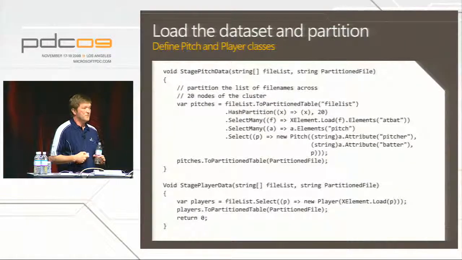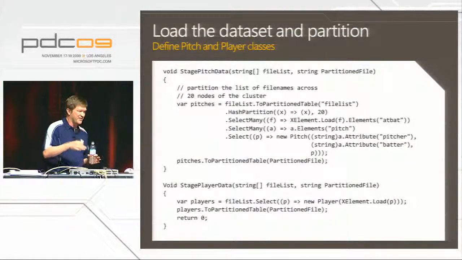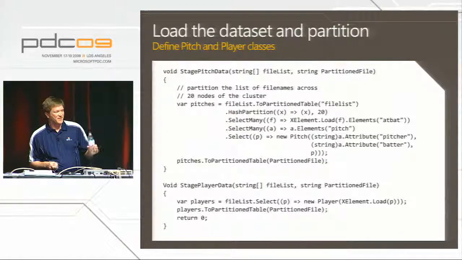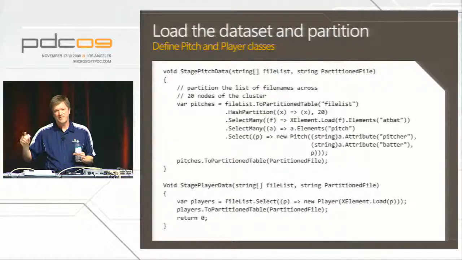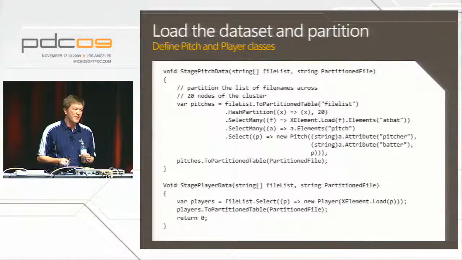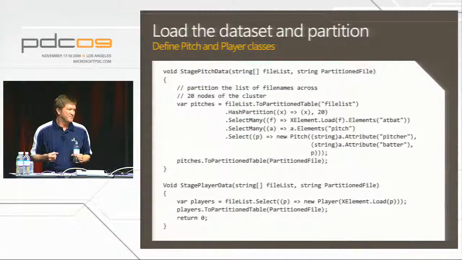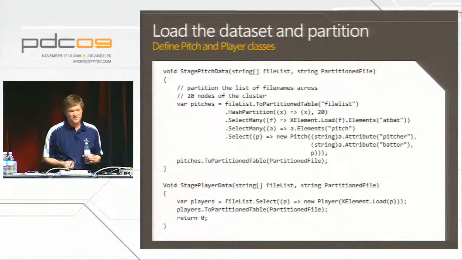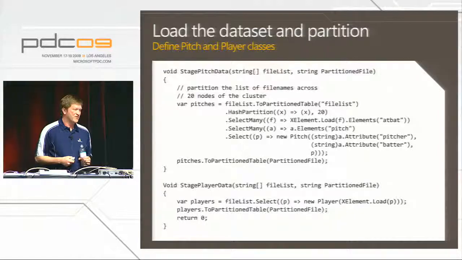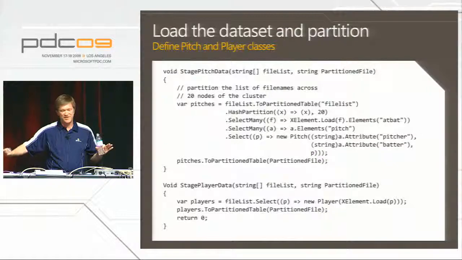We can then, in parallel, use LINQ-to-XML. We'll do a SelectMany. I'm not going to get into the XML format here, but you can trust me on the LINQ-to-XML, and we'll pull each at-bat out of each XML file. Then out of each at-bat, we're going to pull each pitch out, and we're going to create this final select clause here. We're going to create a new pitch object. Pitch object is something that I've defined. It just has a couple of fields in it: the pitcher ID, the batter ID, and the speed of the pitch, in this case. And we're going to turn that list of pitches into a partitioned table. We're going to keep that on the cluster.